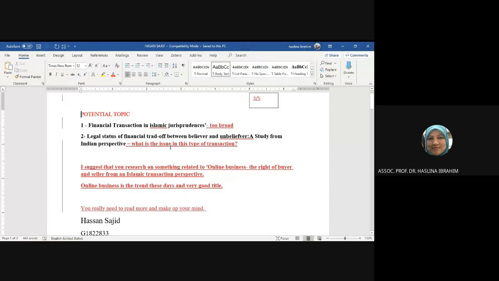For example, item number 2: can we talk about financial trade-off between believer and unbeliever from an Indian perspective? What is the issue in this type of transaction? Not clear. So you know what? This is a critical time. You really need to find what you want to do.